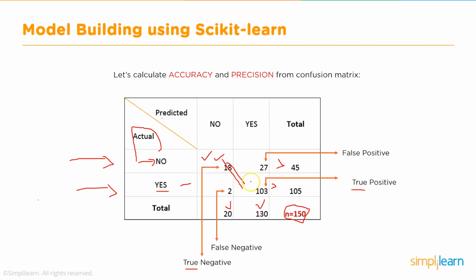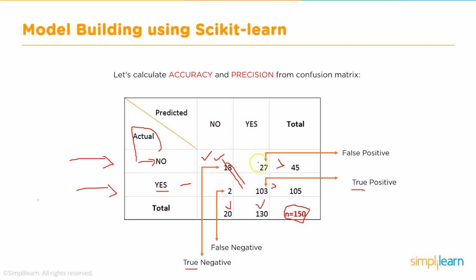Now let's say if our model was 100% accurate, this sum, in this case it is only 103 plus 18, which is 121. But if our model was accurate, the sum of these two would have been 150. That means it's a perfect model. Okay, all right. Now what else?